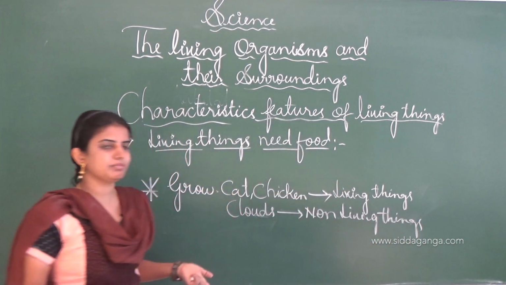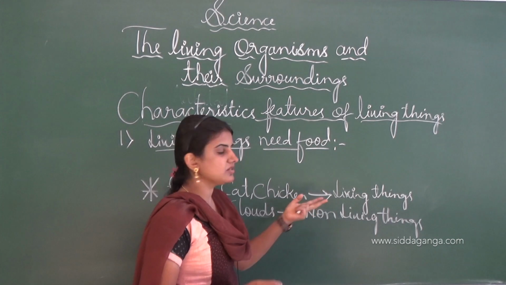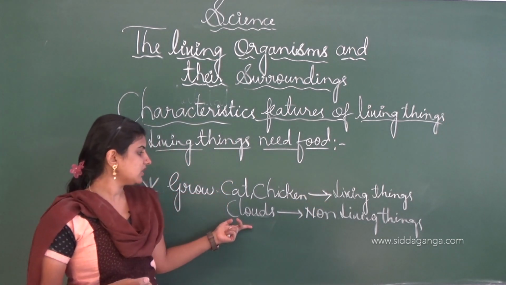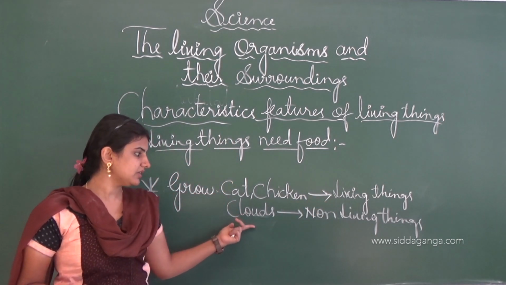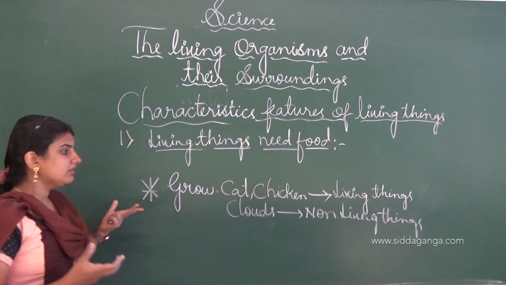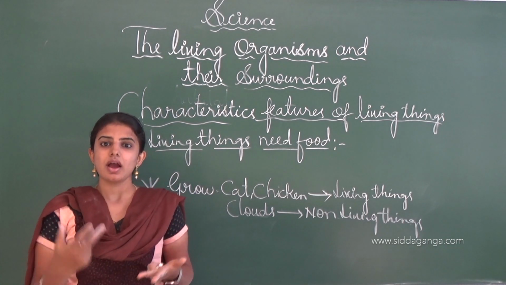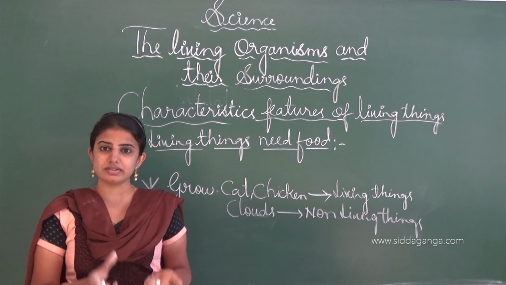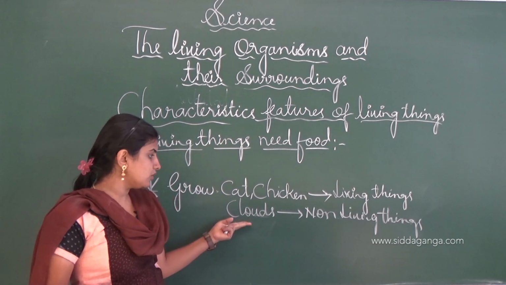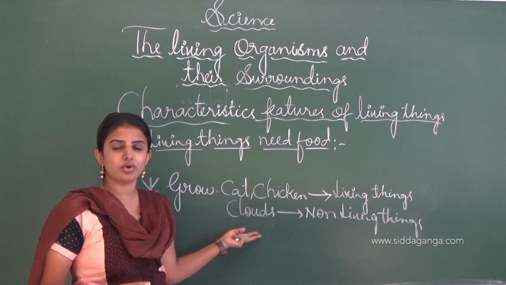From the above example, the cat and the chicken, we call them living things as they grow, whereas the clouds we can't say are living things, we consider them non-living things. Like that, some of the things which grow in nature we consider living beings, whereas the clouds also grow and these we consider non-living things.